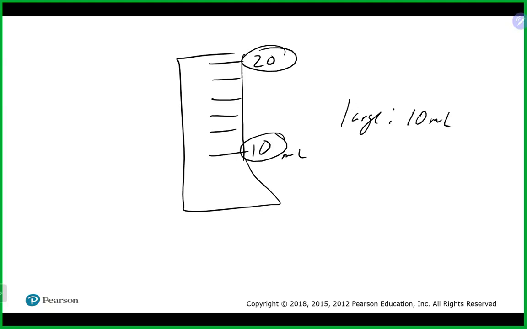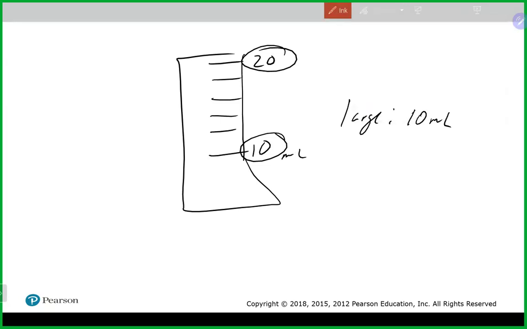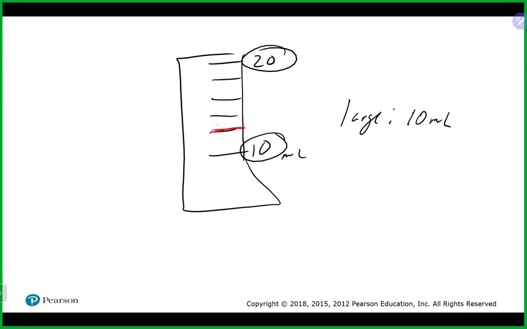Again, if you just subtract 10 from 20, you end up with 10, and that is the volume difference between those two markings. When we look at how many smaller markings there are, there was 1, 2, 3, 4, and 5. And if I take the big marking divided by how many small markings there are, that tells me in this case each of the small markings is actually 2 milliliters like we saw last time. That means that this guy is 12, 14, 16, and 18.